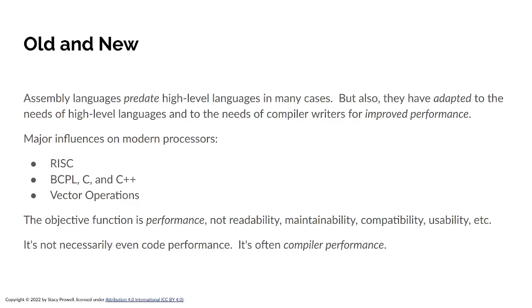So assembly languages predate high-level languages, but they also come after high-level languages. They both influenced high-level languages and were influenced by high-level languages. They exist in this symbiotic relationship, obviously. Some of the highest influences on modern processors are RISC. RISC is incredibly influential. So you may be wondering, why am I saying RISC?